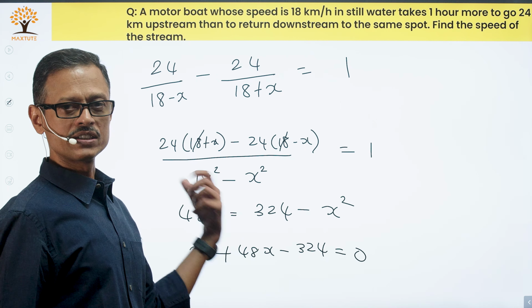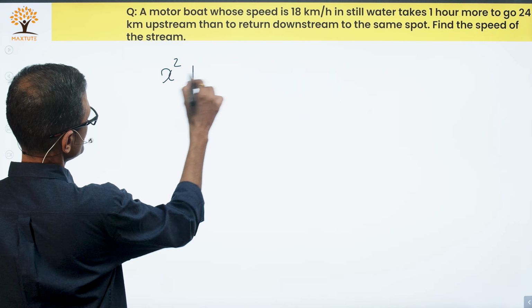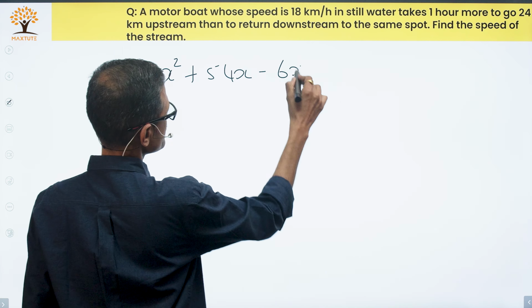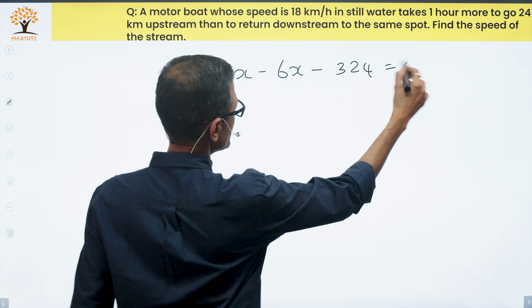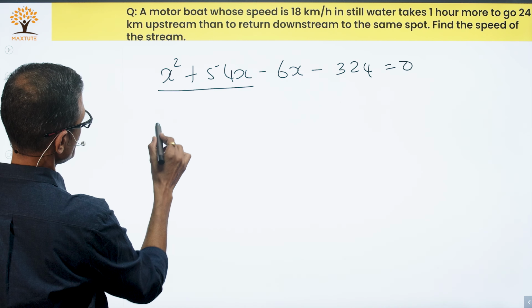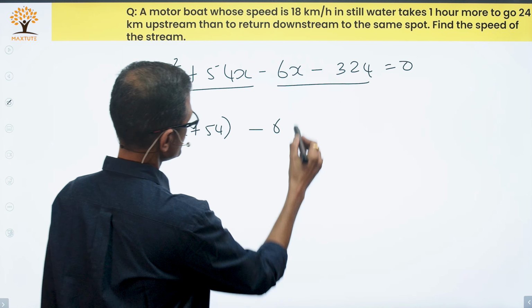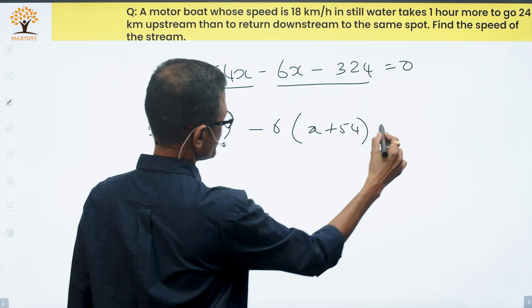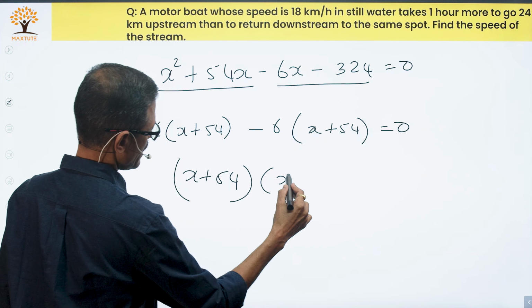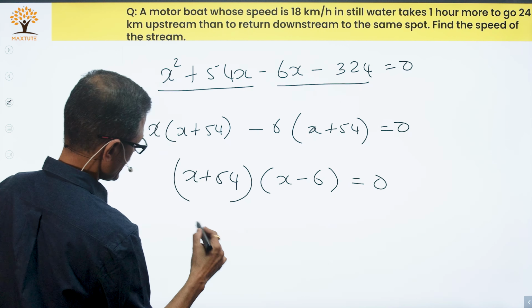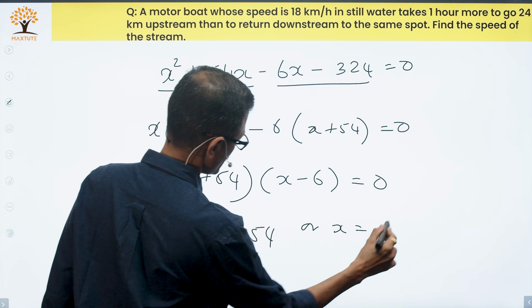54 into 6 is equal to 324. 54 minus 6 is 48. So it factorizes as x square plus 54x minus 6x minus 324 is equal to 0. x common between the first and second term, x plus 54, minus 6 common between the third and the fourth term, will leave us with x plus 54 is equal to 0. So x plus 54 times x minus 6 is equal to 0. So x is either minus 54 or x is equal to 6.